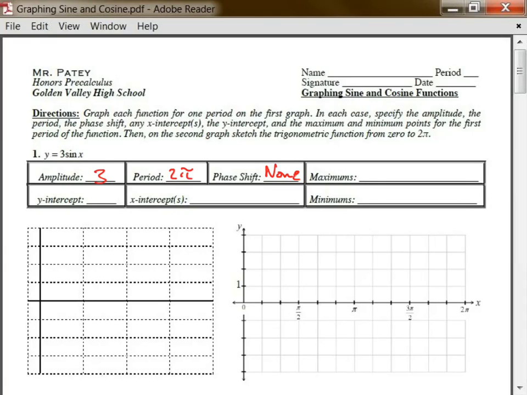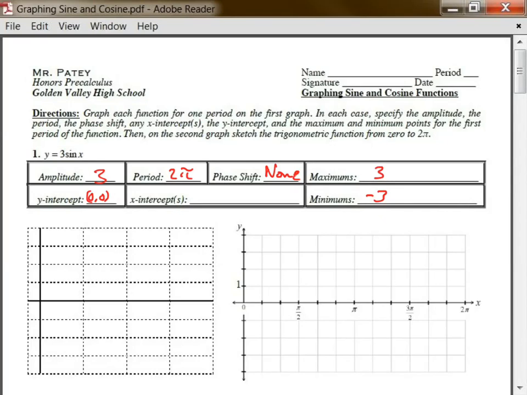The maximums are going to change because of the amplitude. They're going to be 3, and the minimums are going to be -3. Those are just the y values of the maximum and minimum points. It doesn't ask for the maximum point, just the maximum and the minimum. The y-intercept is going to be at 0, 0 because there's no phase shift.